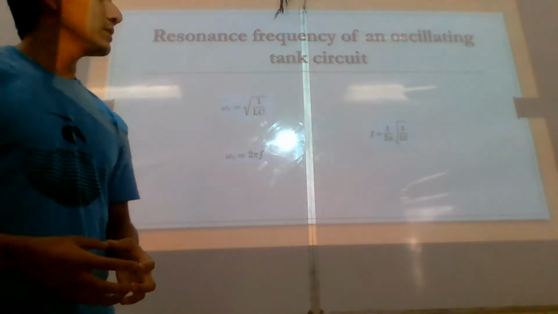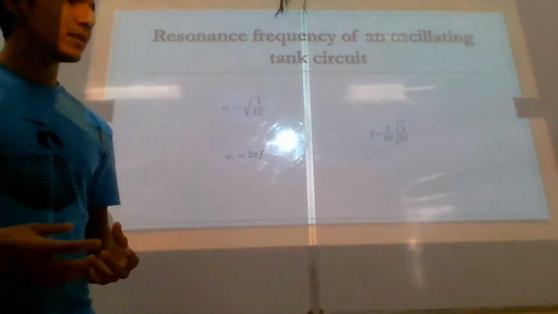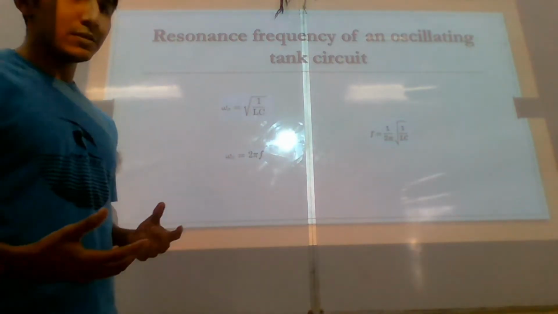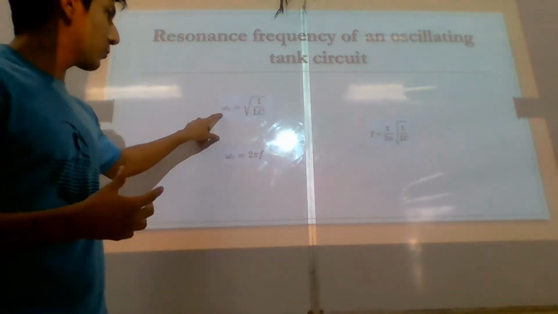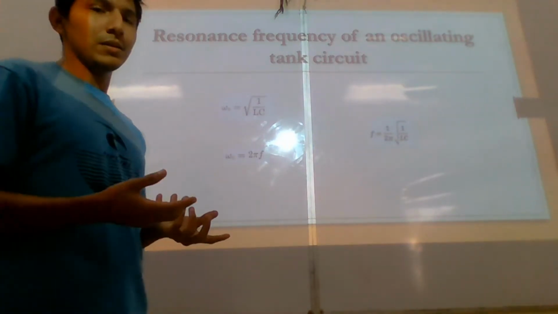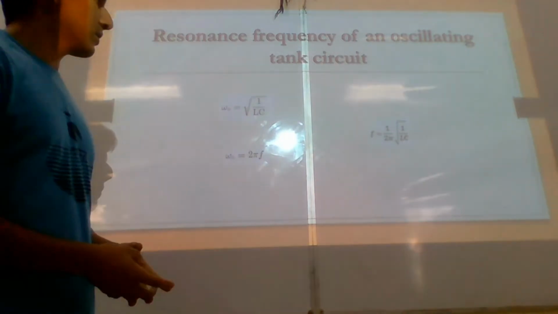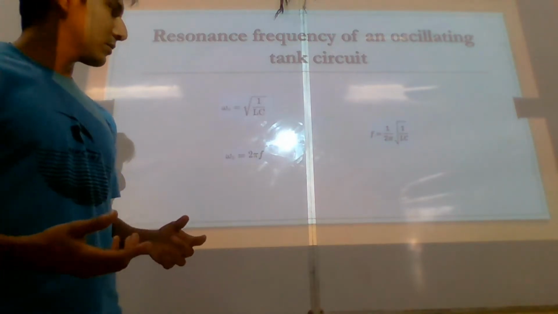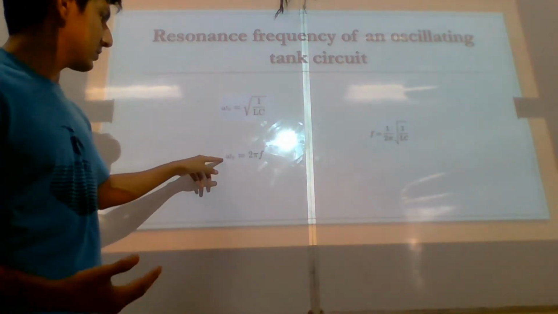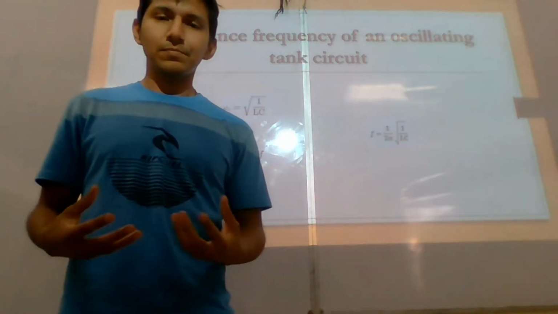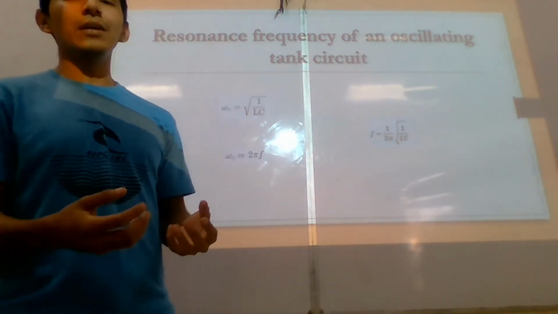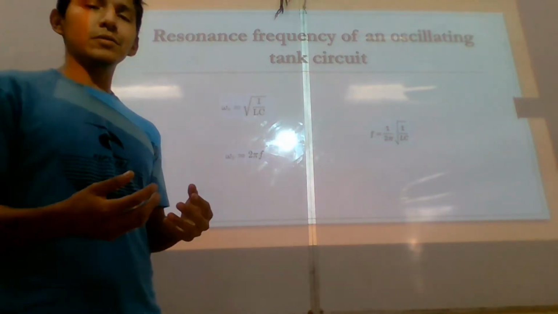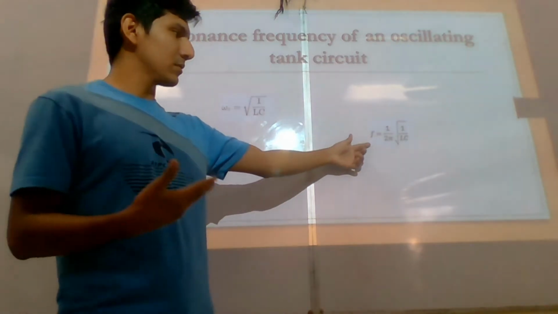The resonant frequency of an oscillating tank circuit. Well, we know that the frequency has this equation, but for the LC circuit, the frequency also has this equation. So it can be calculated by knowing these two equations, matching the expressions and then solving for the frequency.